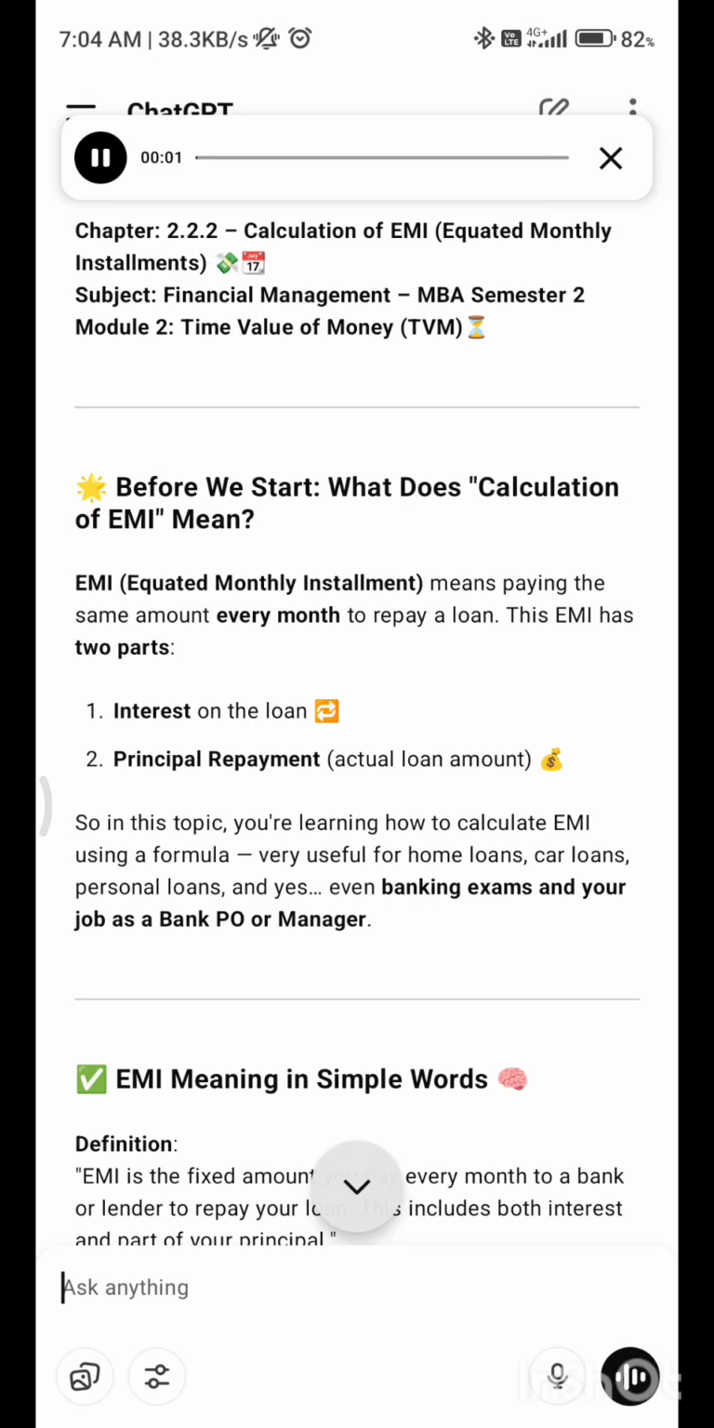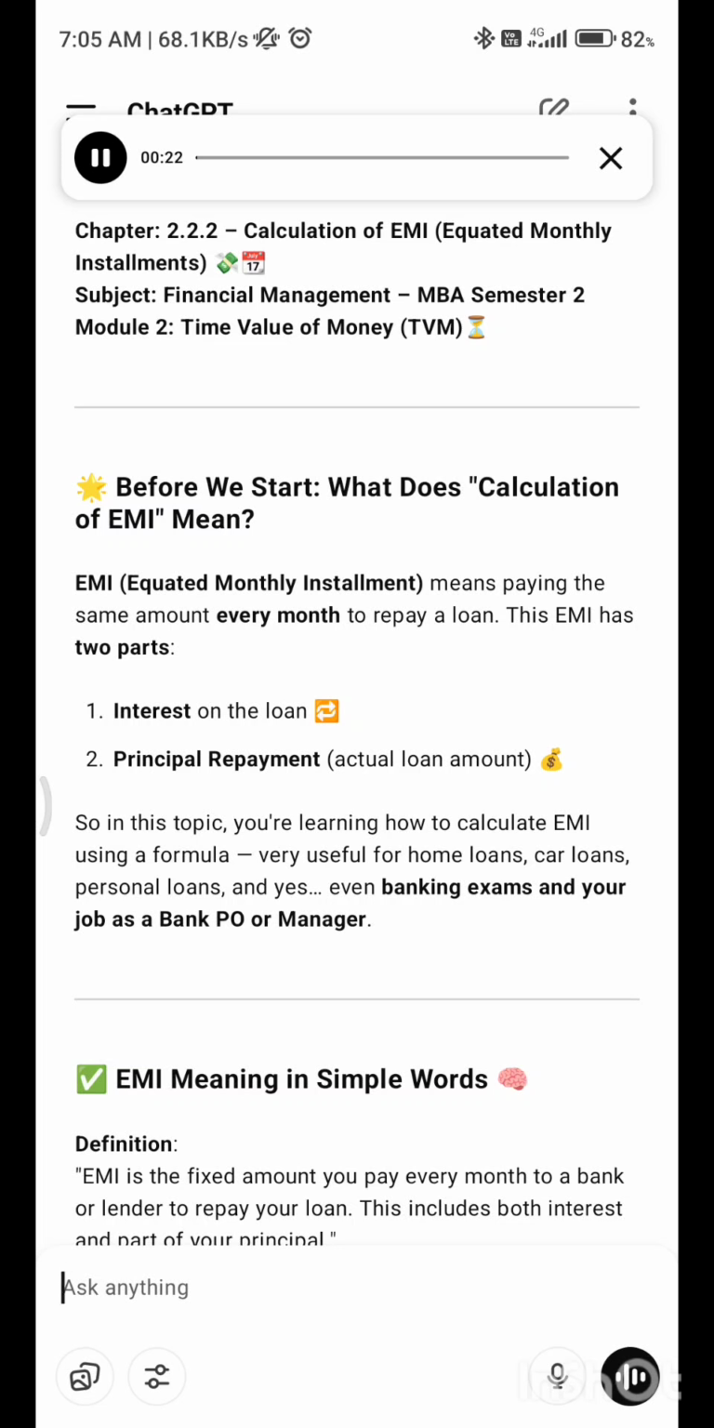Chapter 2.2.2, Calculation of EMI, Equated Monthly Installments. Subject: Financial Management, MBA Semester 2. Module 2: Time Value of Money, TVM. Before we start, what does calculation of EMI mean? EMI, Equated Monthly Installment, means paying the same amount every month to repay a loan.